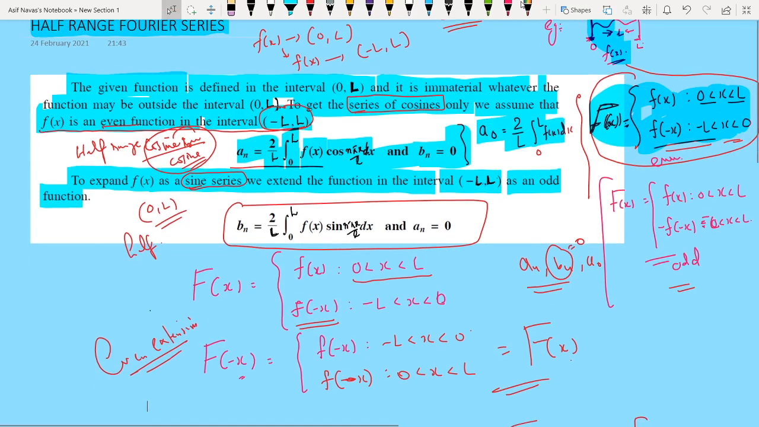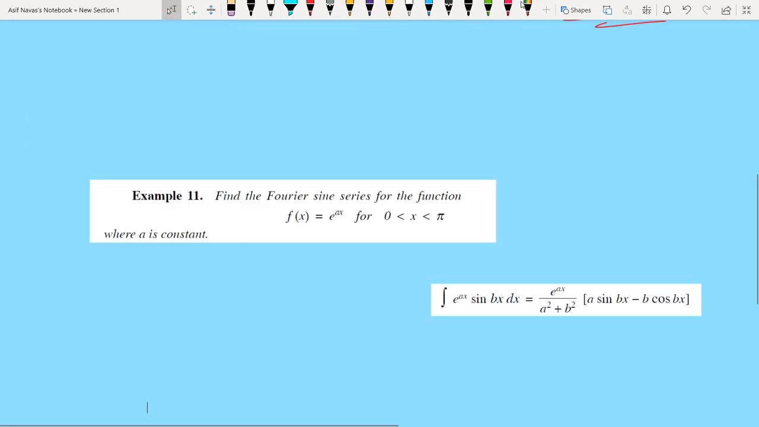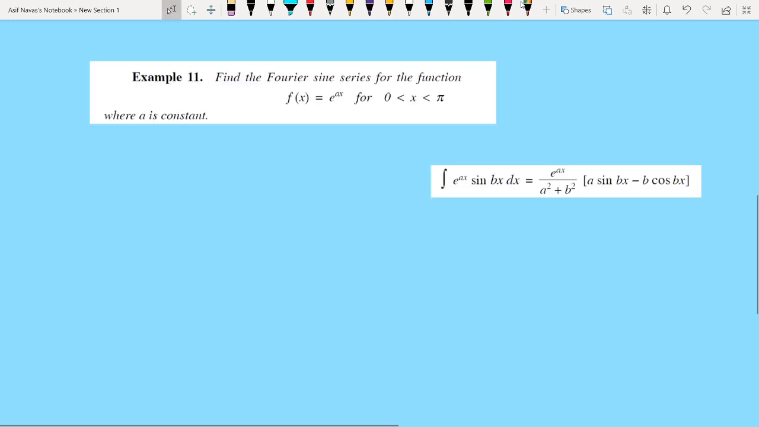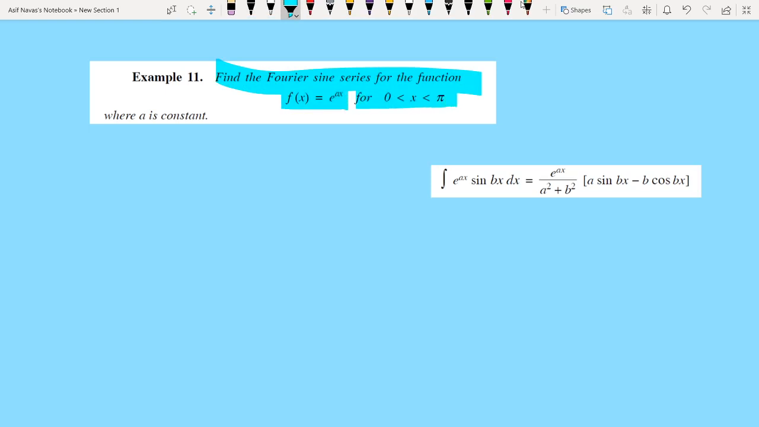So we will do a problem. This is a very important problem. Find the Fourier sine series for the function f of x equal to e raised to ax for 0 less than x less than pi, where a is a constant. Here it is given as a Fourier sine series, so that means the half range Fourier sine series, and it is defined on the interval 0 to pi.